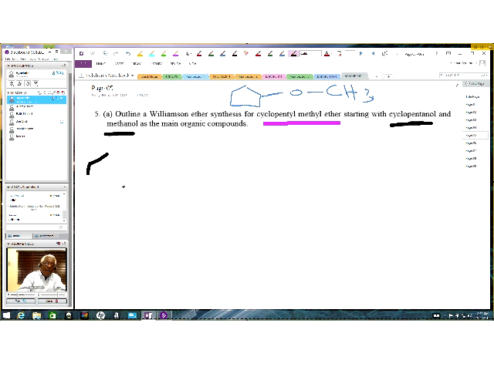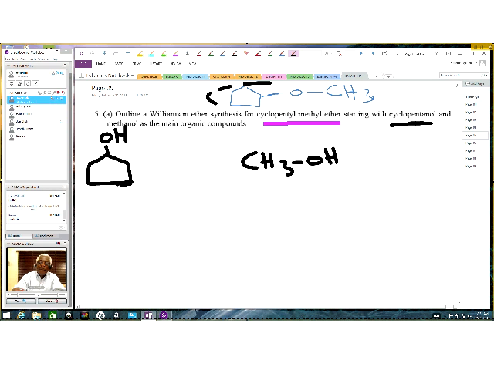Okay, so what are the starting materials? Let us put them down. Cyclopentanol and methanol. Those are the starting materials they gave us in order for us to make this molecule here. Now, let me go ahead and label this here. Let us call the cyclopentanol compound A, and the methanol compound B.